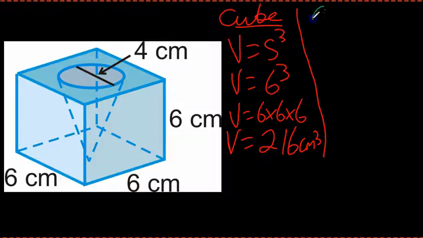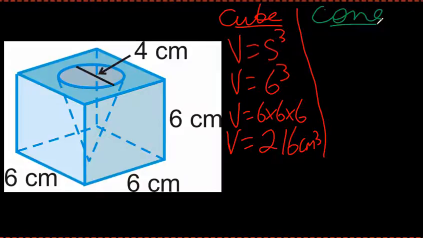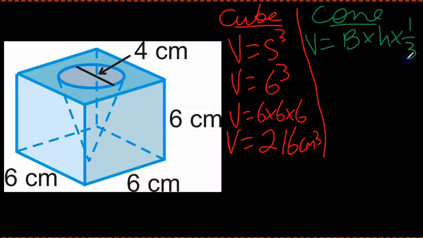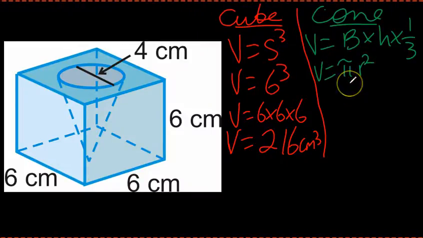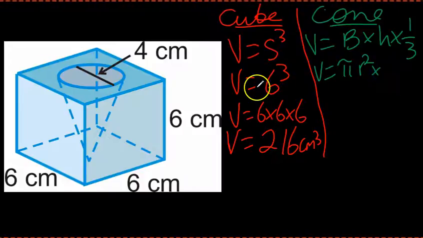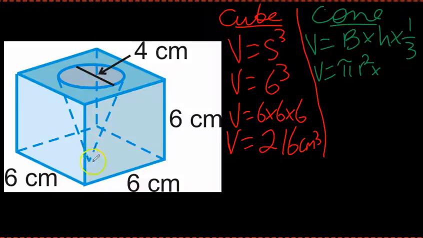Next we find the volume of the cone. Again, a cone has its base area times the height, and because it's a cone, it's multiplied by 1/3. The base is a circle, so the base area is radius squared times pi. The height of this cone is the same as the height of the cube. It's the height, not the slant height. It is directly from the middle down. So it's going to be 6 times 1/3.